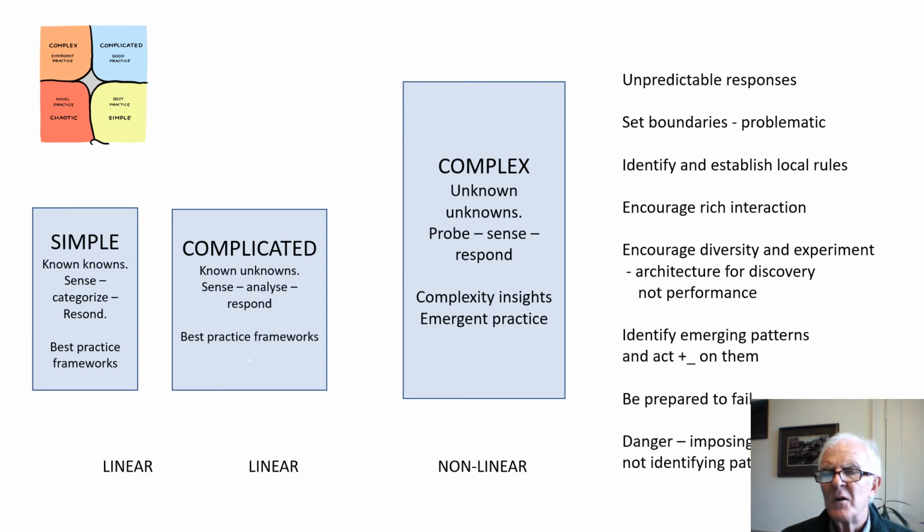So here we have unknown unknowns. There's stuff going on that we don't know that we know about. Our modus operandi is to probe, sense, and respond. We have to get in the system, do some small perturbation to the system, see what happens, and make an appropriate change. This is where complexity insights come from. This is where our practice changes to emergent practice, recognizing emergent patterns.